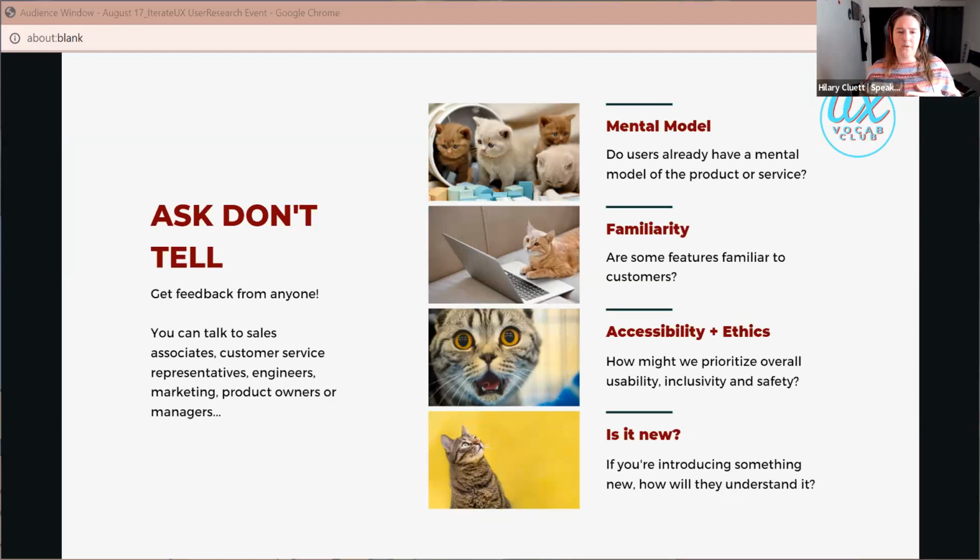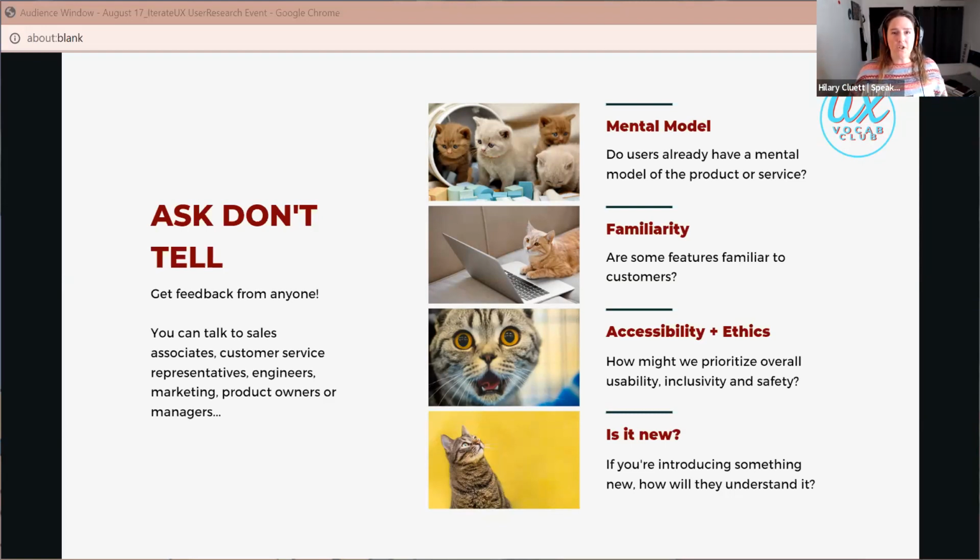Like if you're designing something like Zoom, for example, what else are people using? We're not even going to go into details, but what mental models already exist that maybe you're not thinking of, maybe you don't have, but you can discover, right? That links very closely with familiarity.